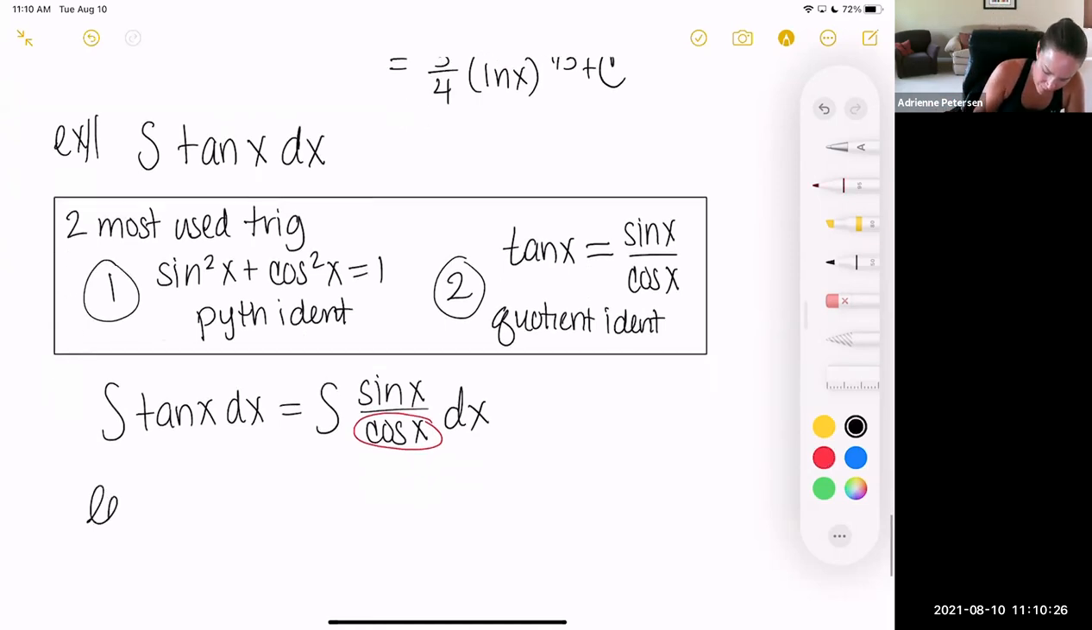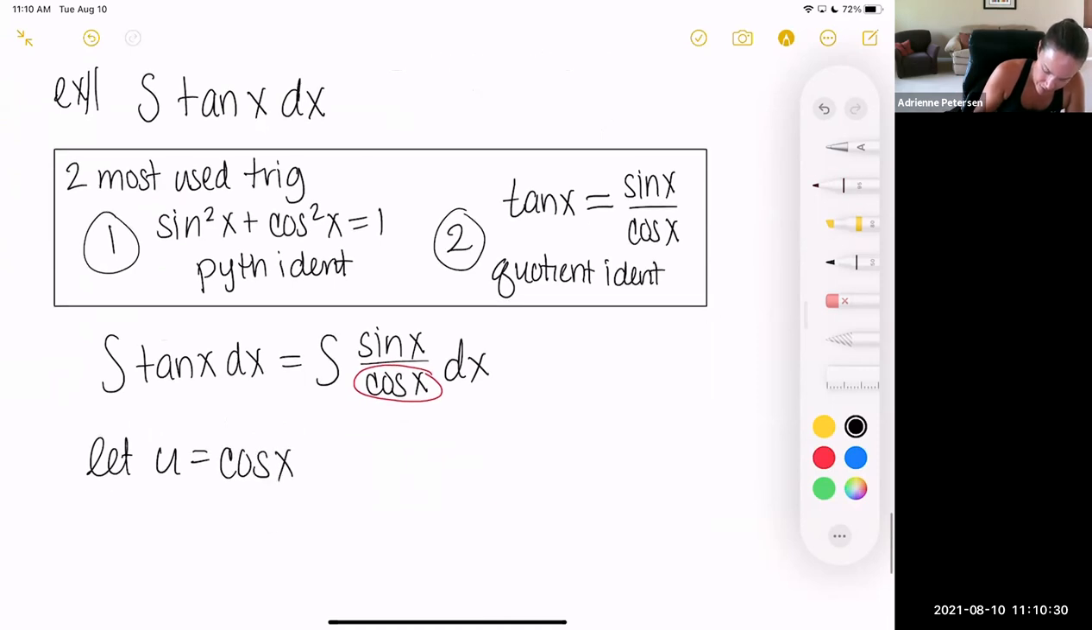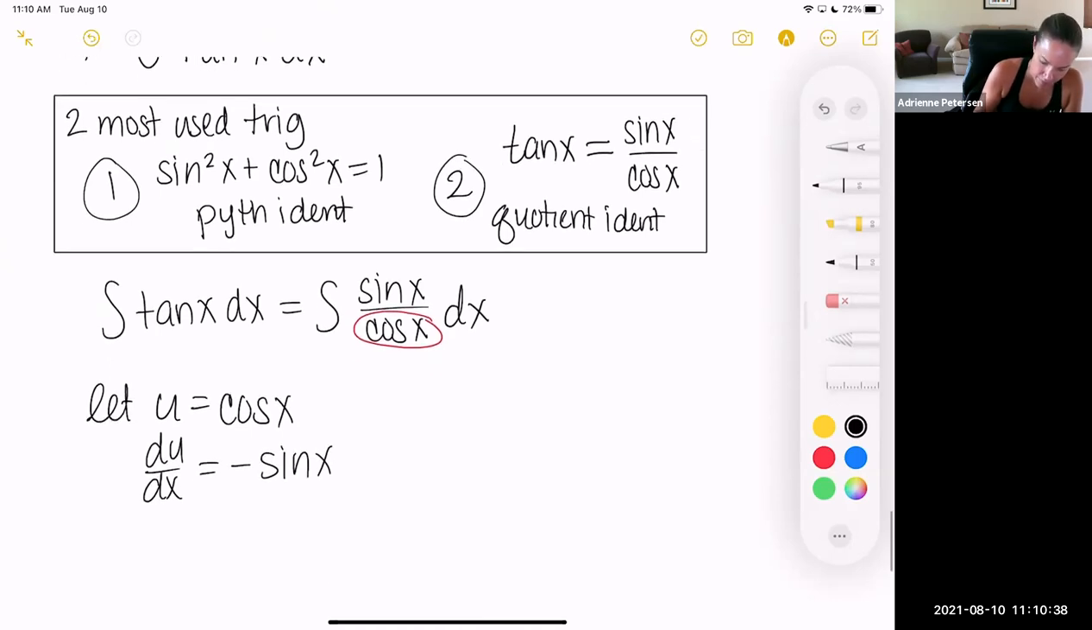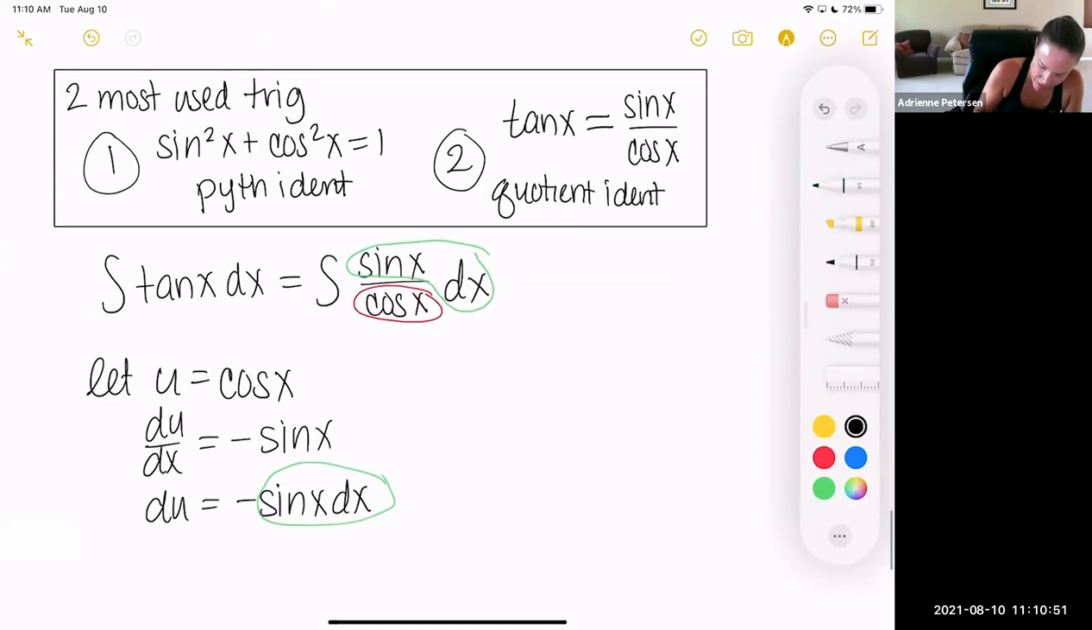So let's let u be cosine of x, then du dx is equal to, the derivative of cosine is negative sine. So moving our dx over, I get du is equal to negative sine of x dx. What we want to do is match up what's in our integral here, and we almost have that. So I'm going to multiply or divide both sides by -1.